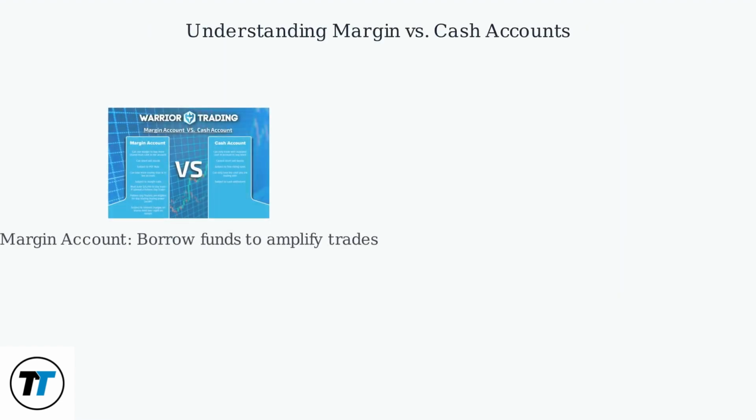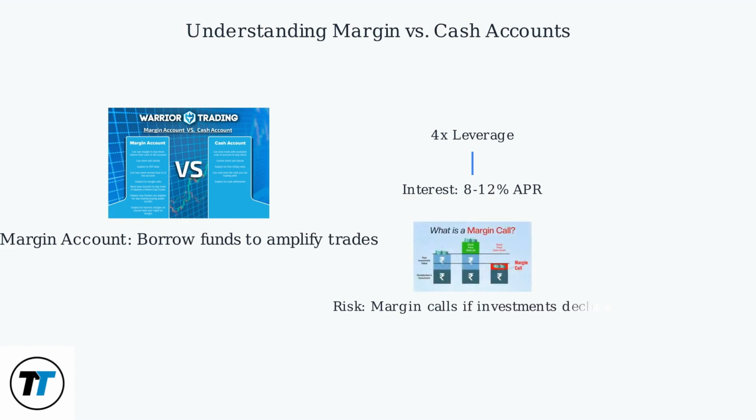A margin account allows you to borrow funds from the broker up to 4 times the value of your portfolio to amplify your trades. This can lead to higher returns, but also magnifies losses, and interest accrues on borrowed funds at rates around 8 to 12% annually. The biggest risk with margin accounts is margin calls, where if your investments decline and your equity drops below the maintenance margin, typically 25 to 30%, the broker can force sell your assets to cover the debt, potentially leading to losses exceeding your initial investment.